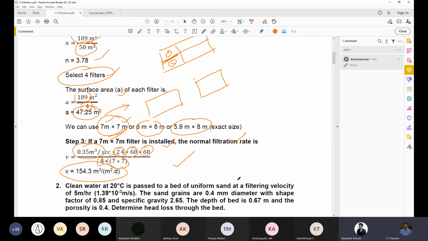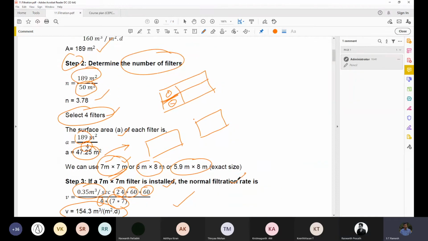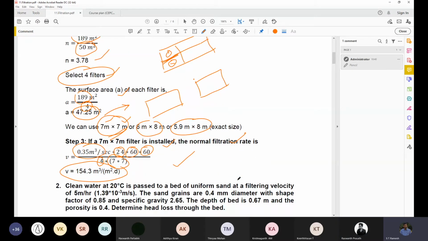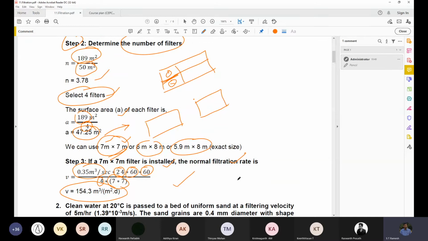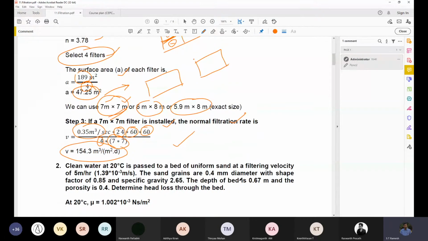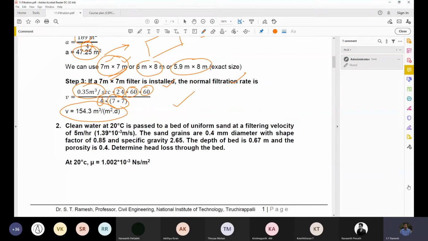Okay, it is not very challenging, but the only thing is that you understand how to calculate these parameters: the number of filter beds required, the size, and the third one, your filtration rate. Next one is the calculation of the head loss.